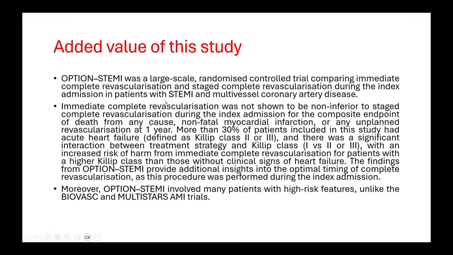The added value of the OPTION-STEMI was that it was a large-scale, nearly 1,000 patients, randomized trial. It showed the real-life practice, choosing FFR in the moderate lesions, not choosing FFR for the tight lesions. Some patients will need thrombus aspiration. Some patients will need 2B3A inhibitor. This is a real-life trial, and it included patients with KLIP 1, KLIP 2, and KLIP 3. So you have all the spectrum of the presented patients.